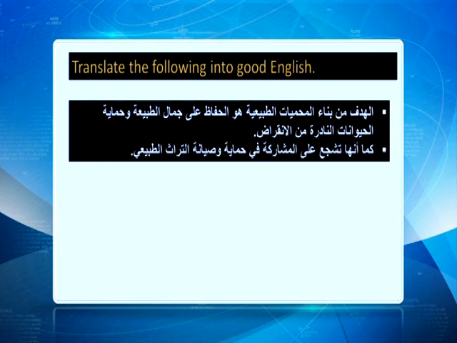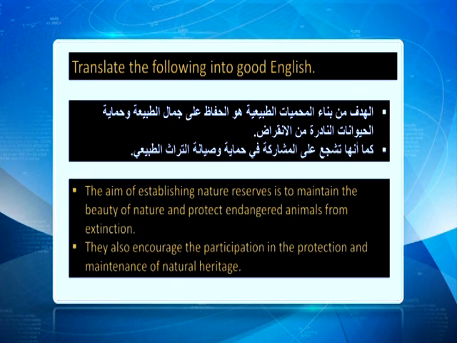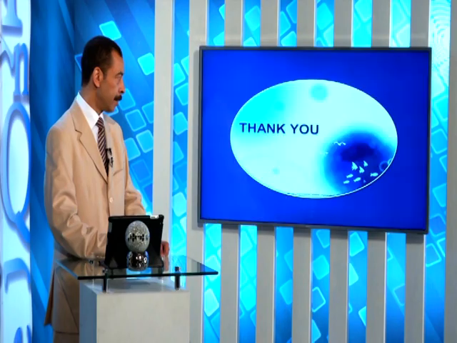These sentences are taken from your textbook and should be translated into English. So we can say, the aim of establishing nature reserves is to maintain the beauty of nature and protect endangered animals from extinction. They also encourage the participation in the protection and maintenance of natural heritage.